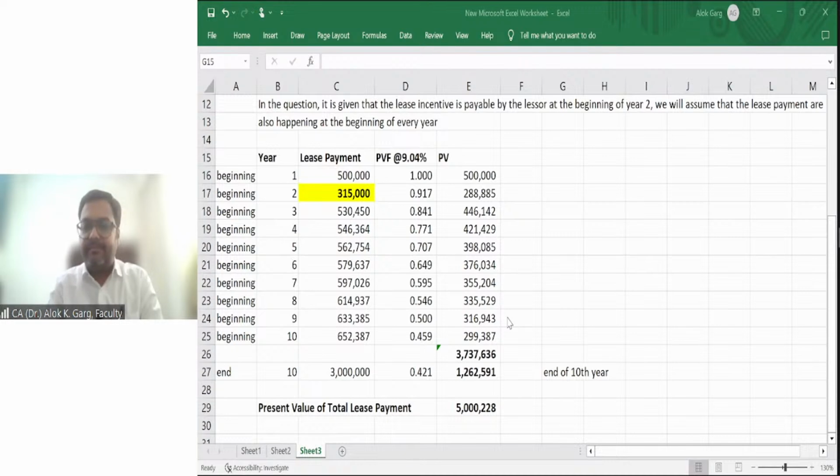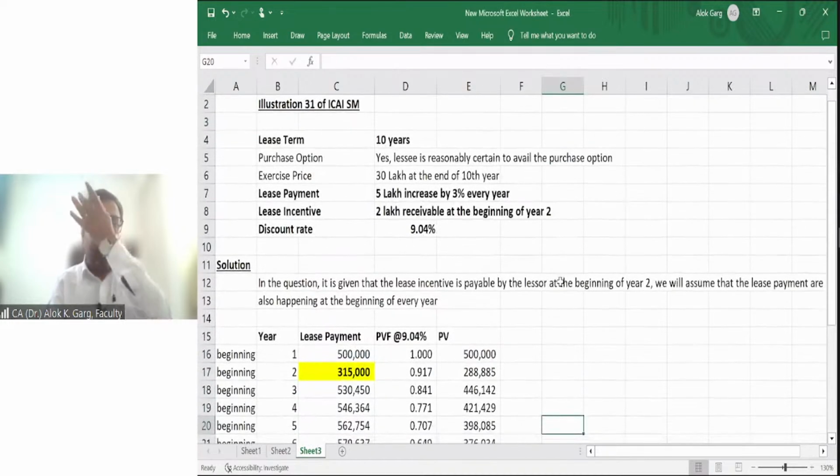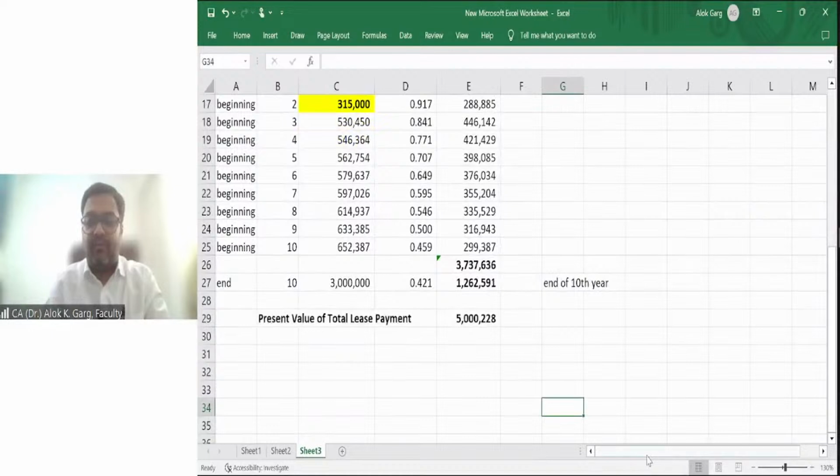Is that clear? Now, friends, what are the accounting entries at the beginning of the year? The question was also talking about depreciation and the other aspects, so let's solve the question further. What was the question talking about? The right of use asset and present value of future lease liability we have calculated.